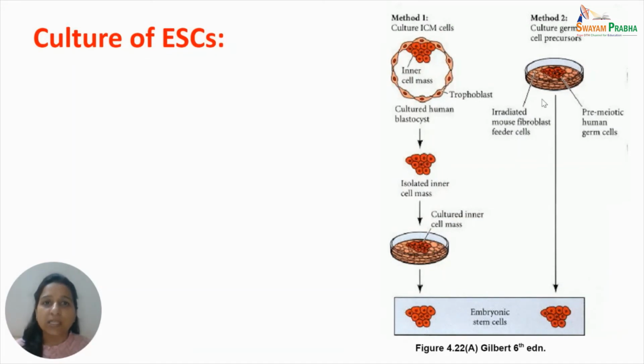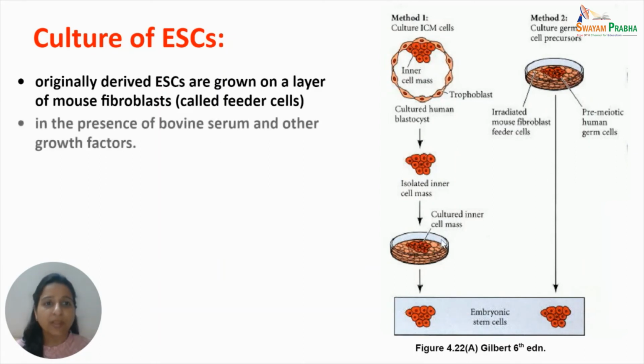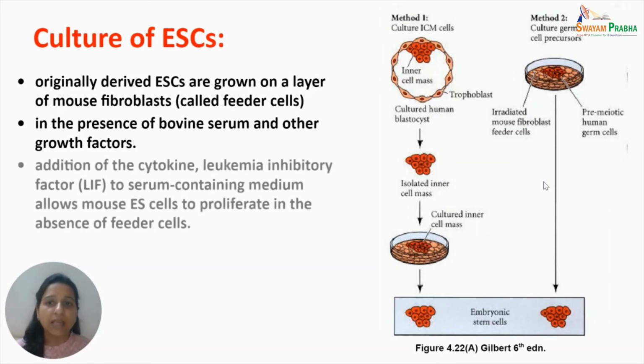How are embryonic stem cells cultured? Embryonic stem cells were originally cultured by growing them on a layer of mouse fibroblasts, which are called the feeder cells, as can be seen here in the petri dish also. This culture is done in the presence of bovine serum and other growth factors. So in these petri dishes, the cultured inner cell mass cells are kept on a layer of irradiated mouse fibroblast cells, which are known as the feeder cells, plus the bovine serum or other growth factors are added.